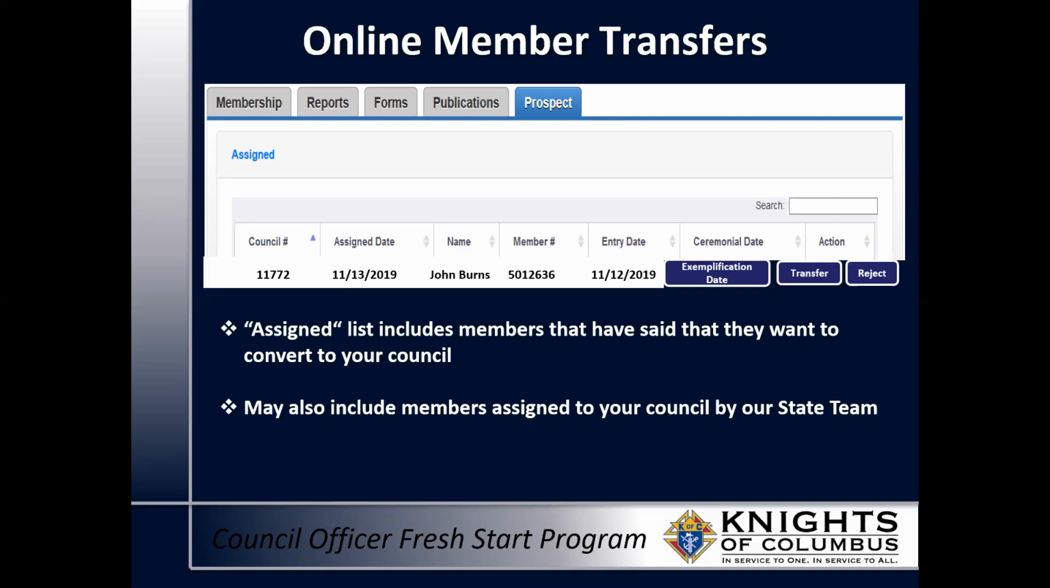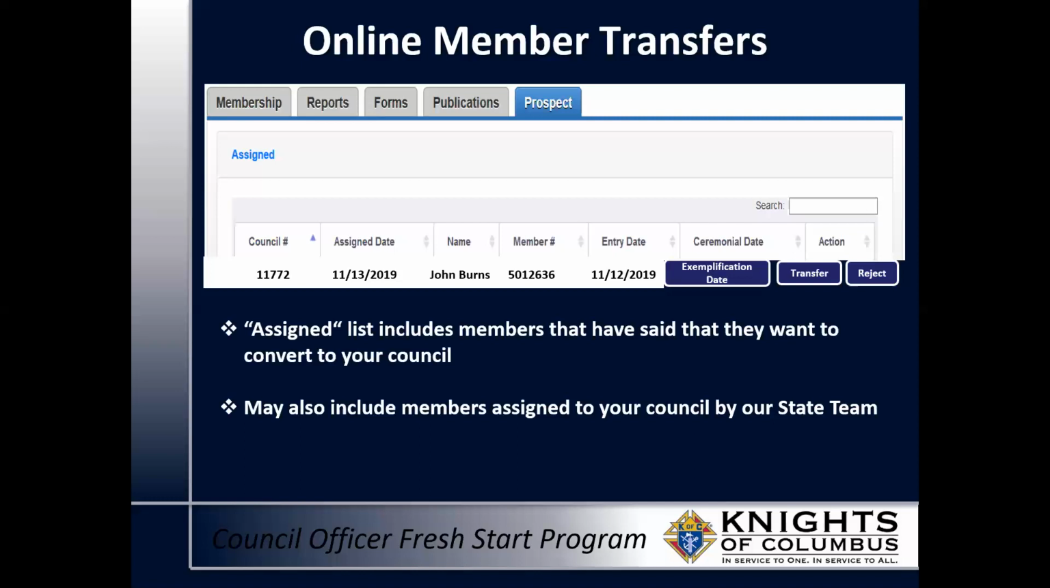So the process would be taken from the Form 100. Once you use the Form 100, you would obtain the approval from your admissions committee like you would for any other member that's going to join your council. And once you get the approval of your admissions committee and the approval of the prospect, you then need to schedule that person for the exemplification of charity, unity, and fraternity.